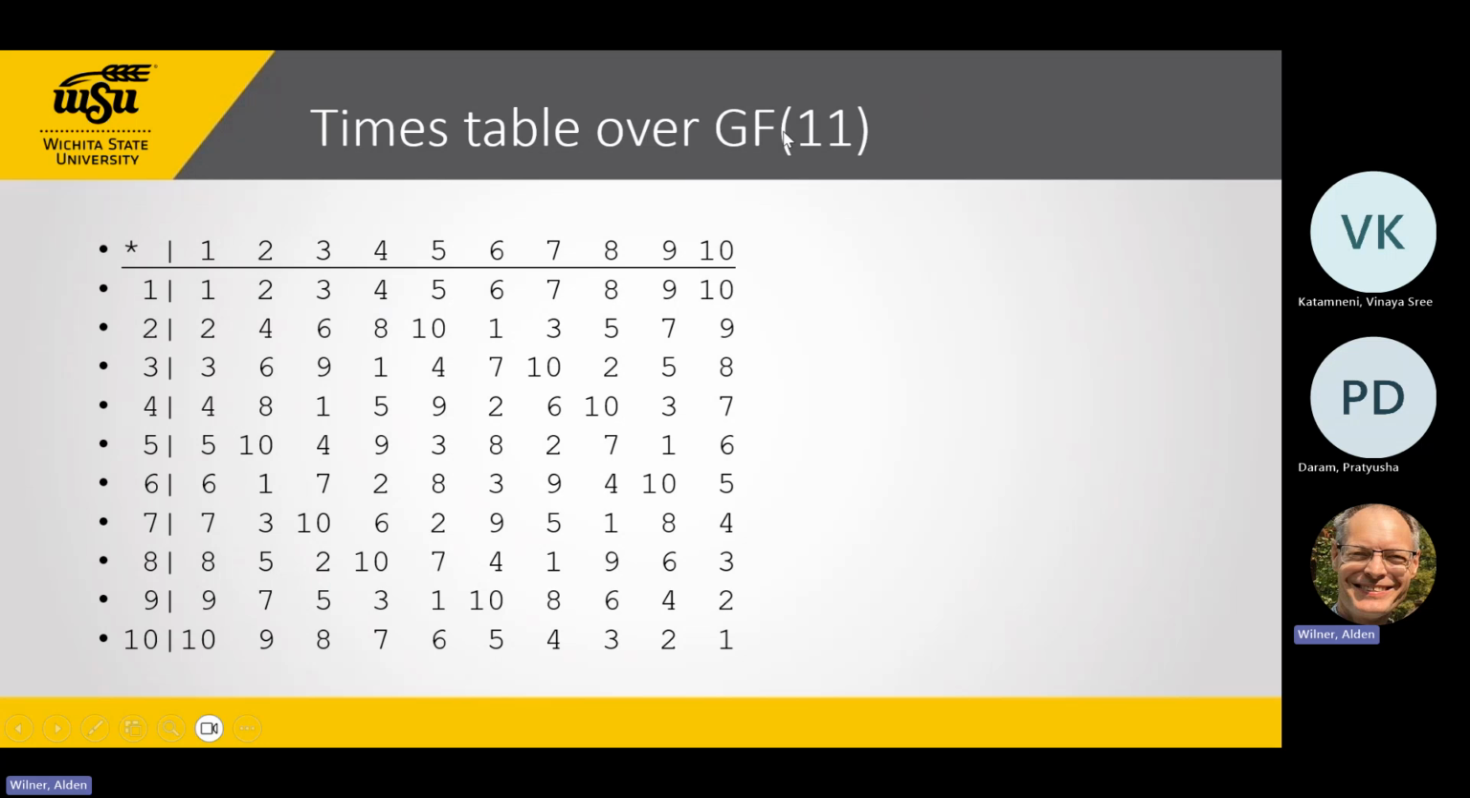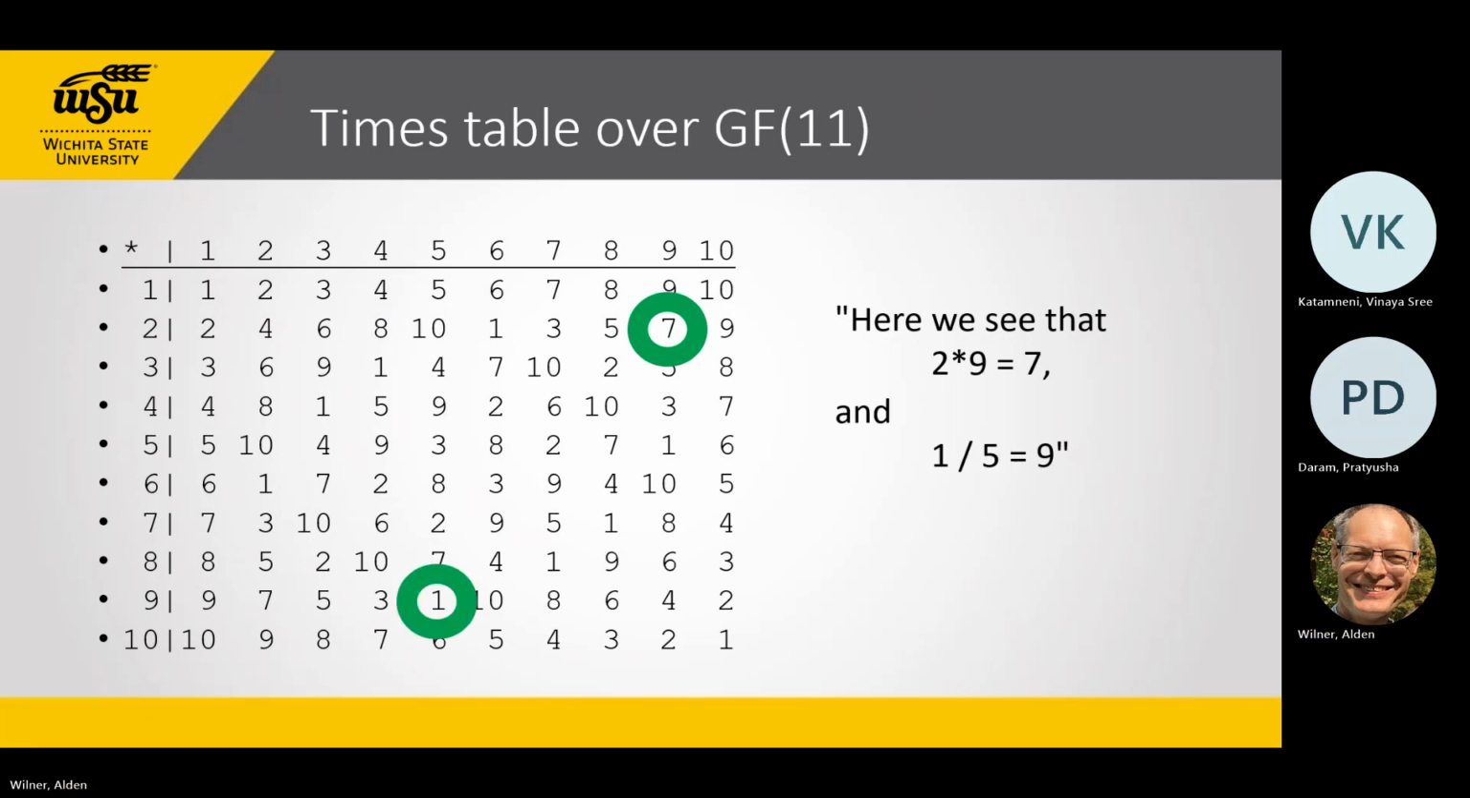Multiplication in the real numbers goes on infinitely in any direction. In a finite field, we limit it. Here's a field we've limited to size 11. We've got the numbers 0 through 10. That's all the digits we have. So we see 2 times 9 is 7, right? And 1 over 5 is 9.